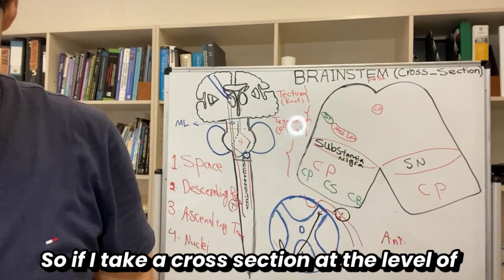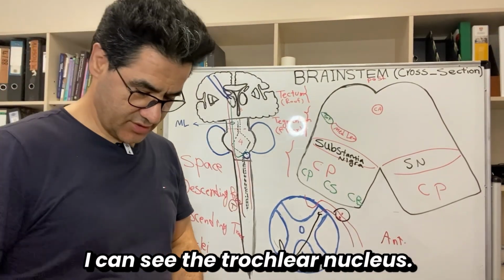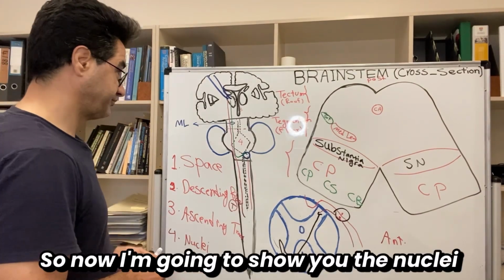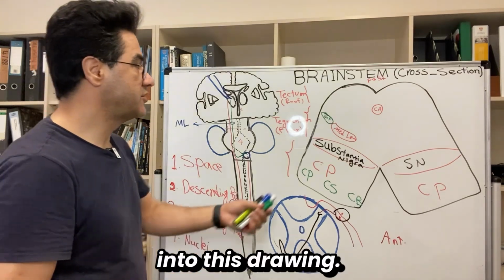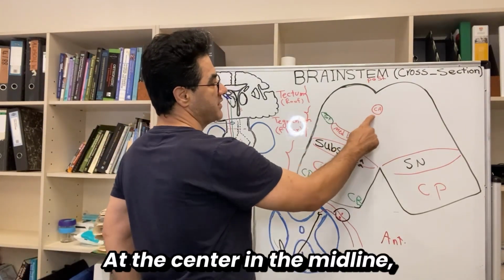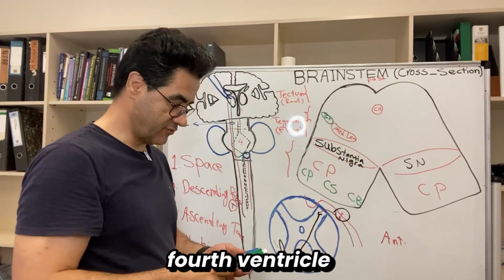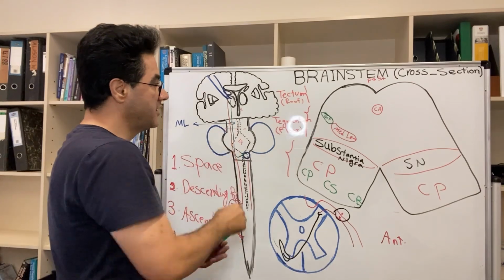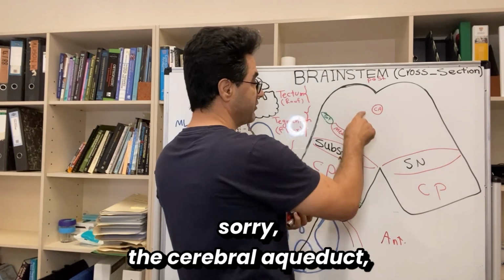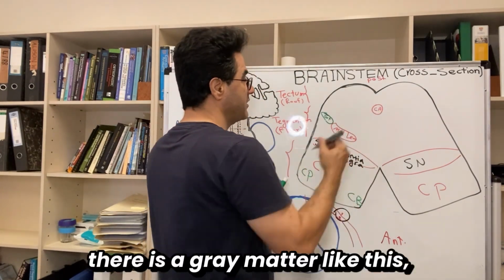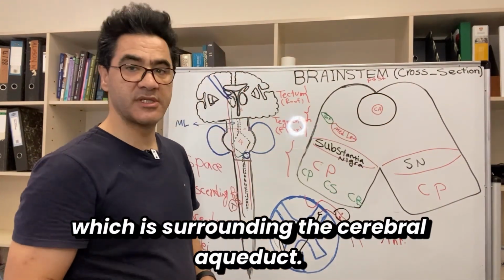So if I take a cross section at the level of the inferior colliculus, I can see the trochlear nucleus. Now I'm going to show you the nuclei location in this drawing. I showed you that in the midline we have the cerebral aqueduct, which is connecting the third and fourth ventricle together like this here. Around the cerebral aqueduct, there is a gray matter like this, which is surrounding it.